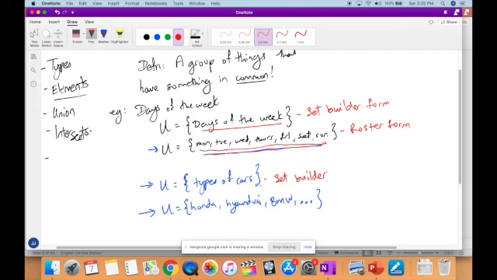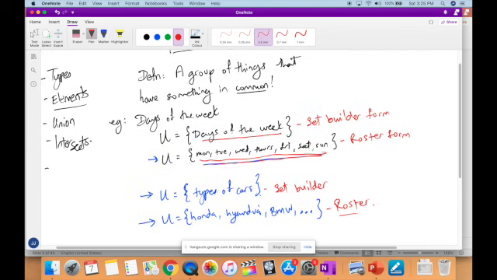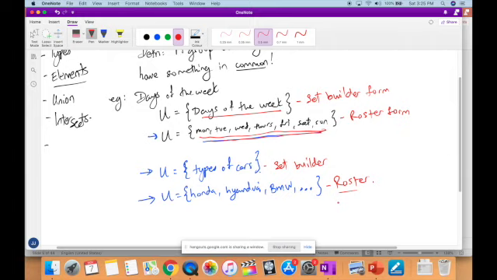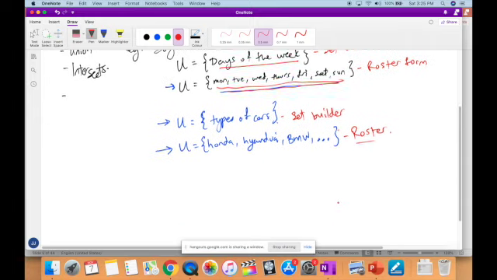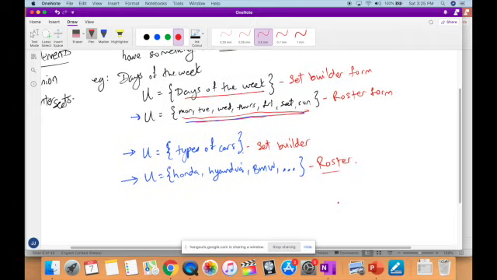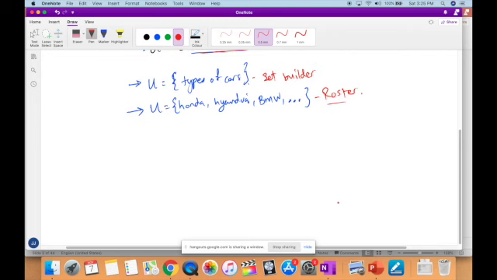This is where you just write it as an English statement. And this here is your roster form. Nice. Now you know sets is something that gets quite a bit tricky, right? Now let me talk about this days of the week thing. So U is equal to the set of days of the week.